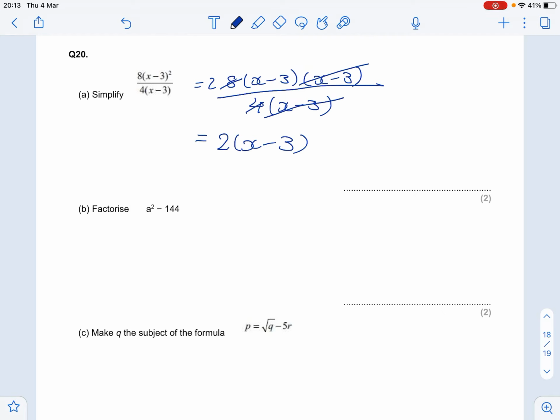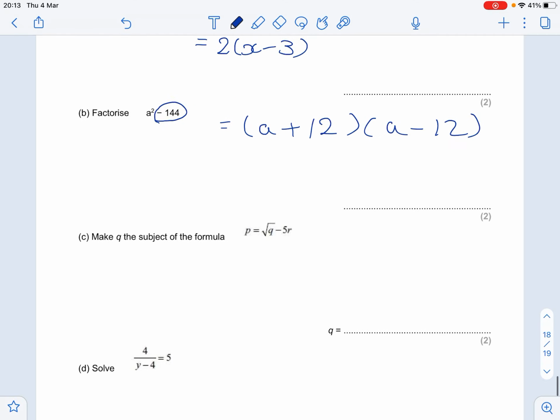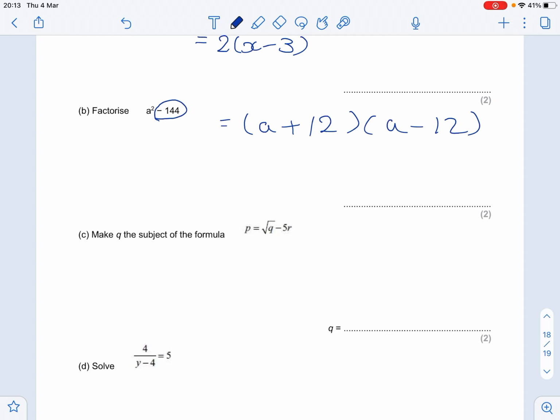Factorize this. You need to realize this is a square number minus a square number. So this is what we call the difference of two squares. When it's the difference of two squares, we just take the plus and the minus. So the answer will be a plus 12 and a minus 12. And part C, making q the subject.